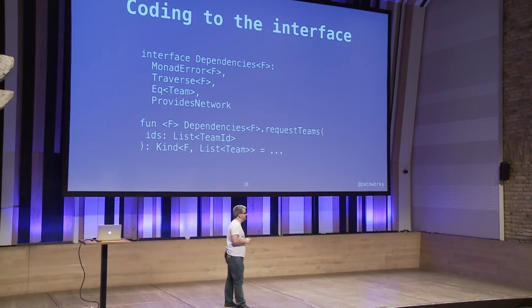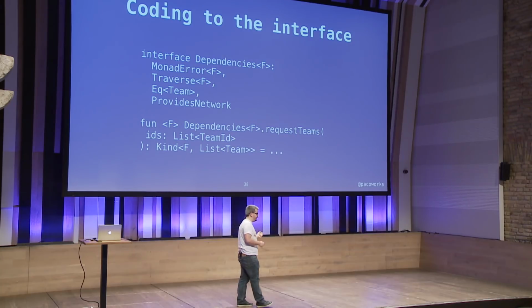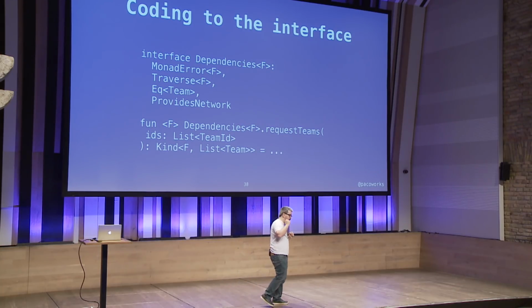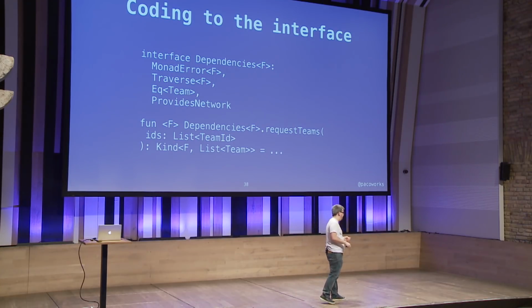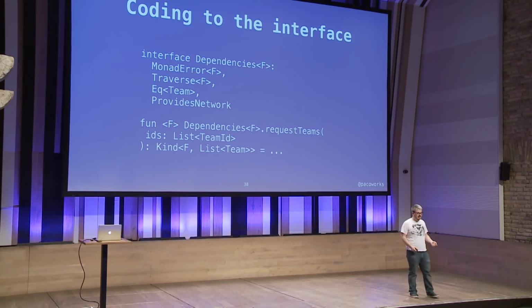The other thing, and this is a little bit more of an advanced concept, is that you can still do coding to the interface, the same way that you normally do with Java. So if you have a function that requires something to be foldable, to be a monad, and also to have access to the network, I think I put network in there. Yeah, provides the network. And I actually need equality, which is a simple extension interface that has a single function that allows you to compare two things.